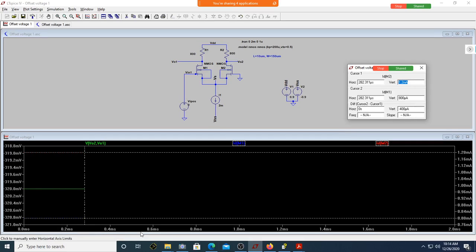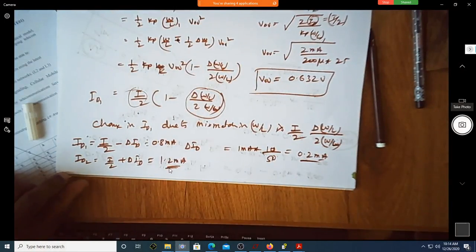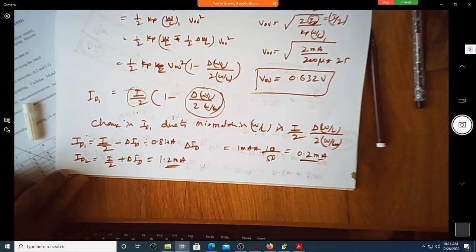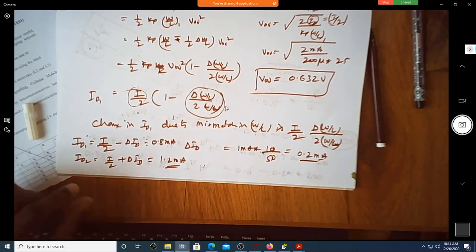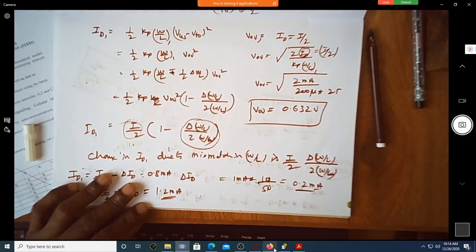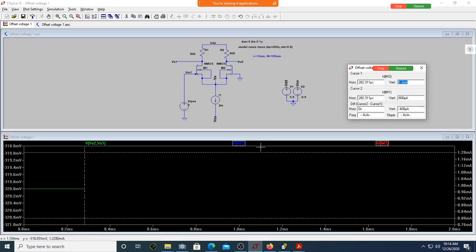Is it not the value that we calculated? Where is that? This one? Here? It was supposed to be 1 milliampere, but there is a delta of 0.2. Here it is minus, here it is plus. Okay, now we'll just go back to simulation.